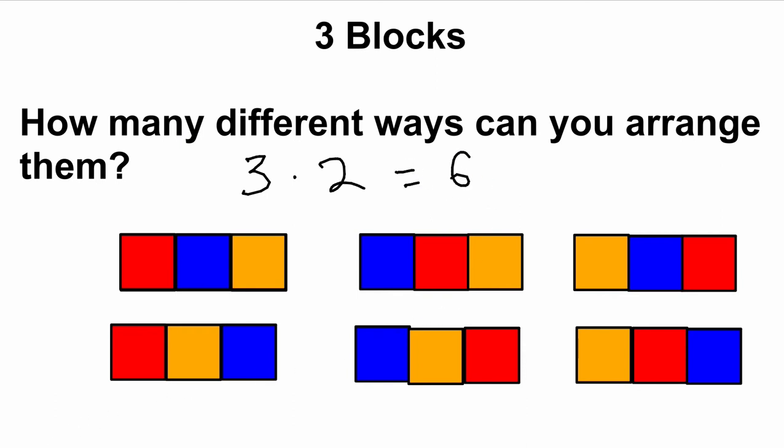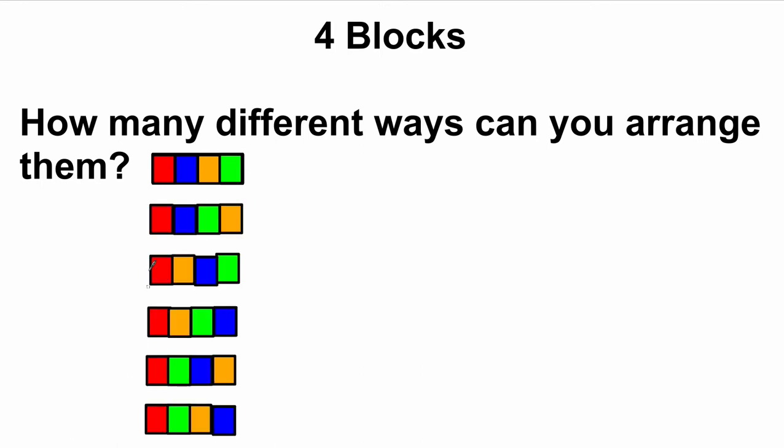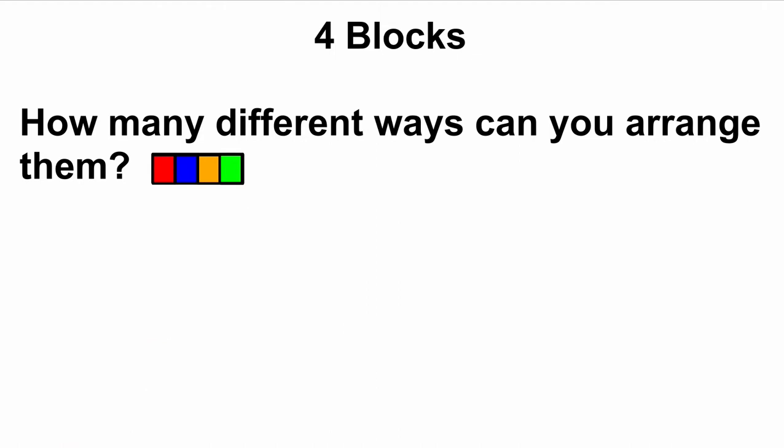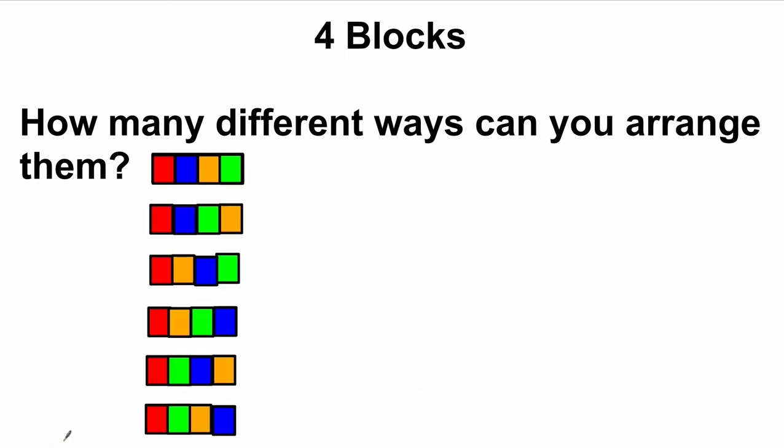Well, what about 4? The idea extends. So if I picked the first block as red, and then I did all the different arrangements of that, there would be 6 of them. So after you pick red as the first block, there are 6 ways to arrange the remaining 3 blocks. And it's the exact same 6 ways as you would see here. After you pick that first block, there are 6 ways to arrange it, 2 for each of the remaining colors.